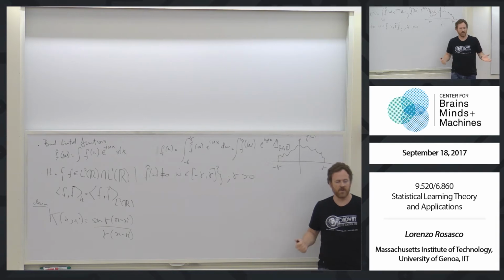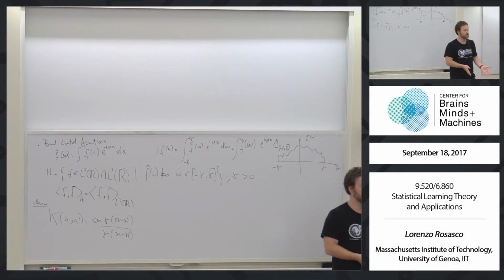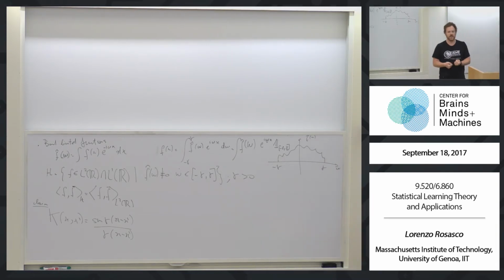What are these spaces? Do they have a nice structure? Are they reproducing kernel Hilbert spaces or not? And it turns out the answer is yes.